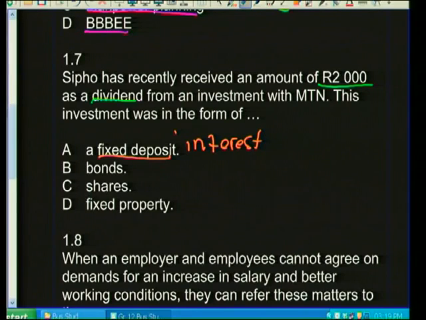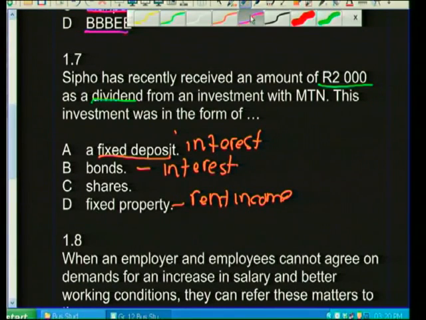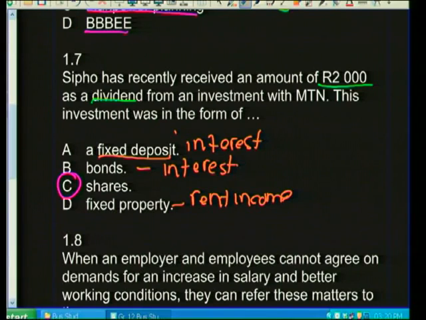Let's look at the next one. Bonds, like for example your retail bonds, you are going to get interest again. Fixed property. Normally when you buy fixed property, you are going to rent it out and you are going to get rent income from that. So that leaves us with C, shares. So that is our answer.